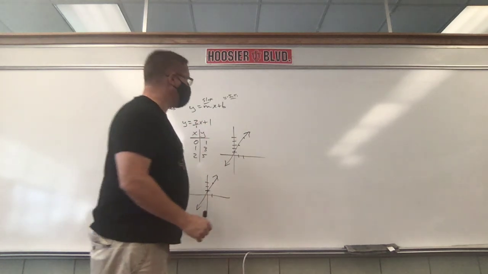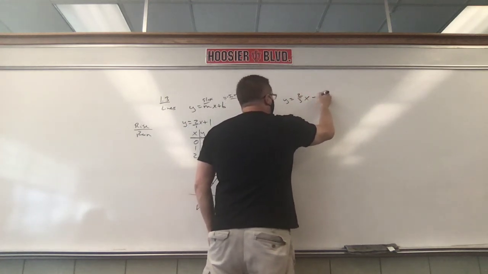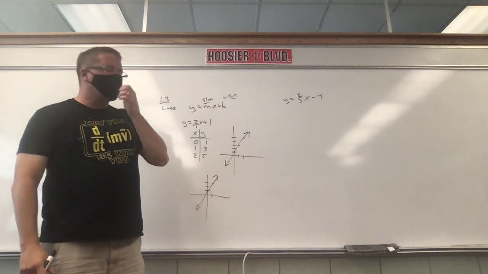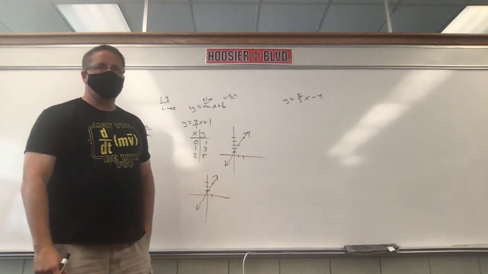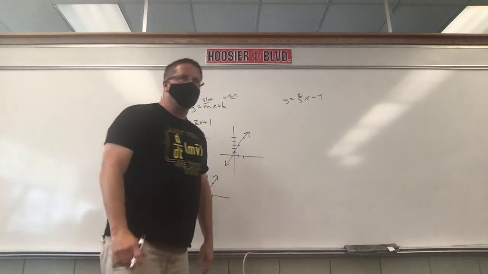Let's try a couple more examples. y equals 2/3 x minus 4. This one's a teensy bit easier because our slope already is a fraction. And again, if it wasn't, you just put a 1 under it. That wasn't that hard, but it was a little bit of work.